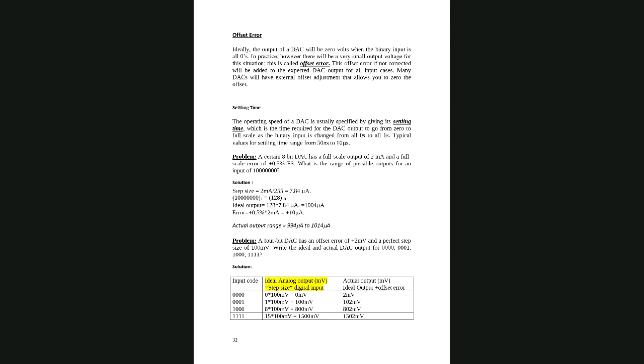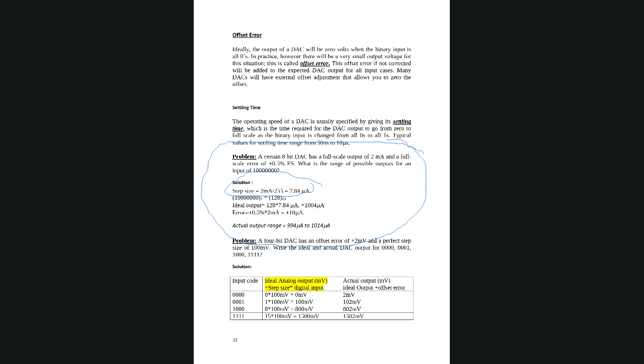I will discuss this example. Very simple: a certain 8-bit DAC has a full scale output, and we all know what full scale is, our maximum or reference output, of 2 milliampere, and a full scale error of plus minus 0.5% of full scale. What is the range of the output for this input? Now you are given the full scale output, and if we are given it, I can easily find the step size.